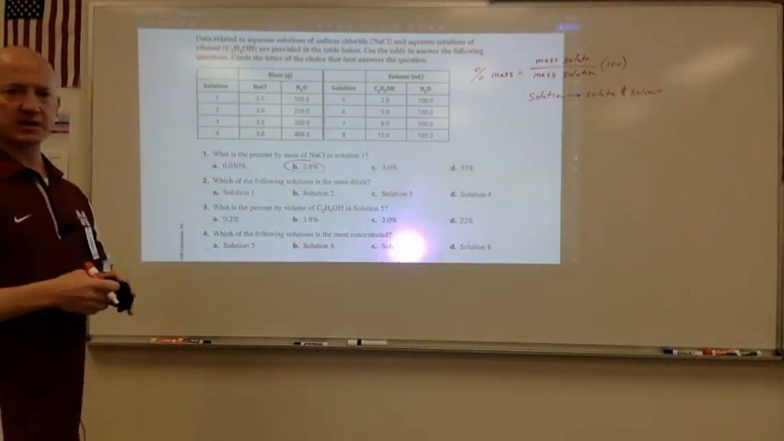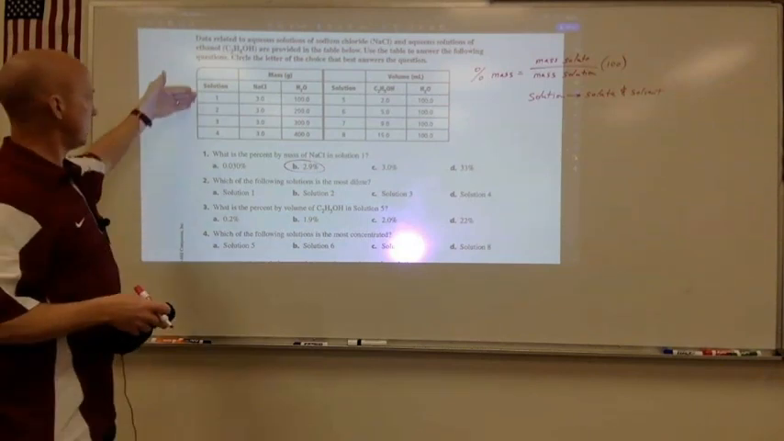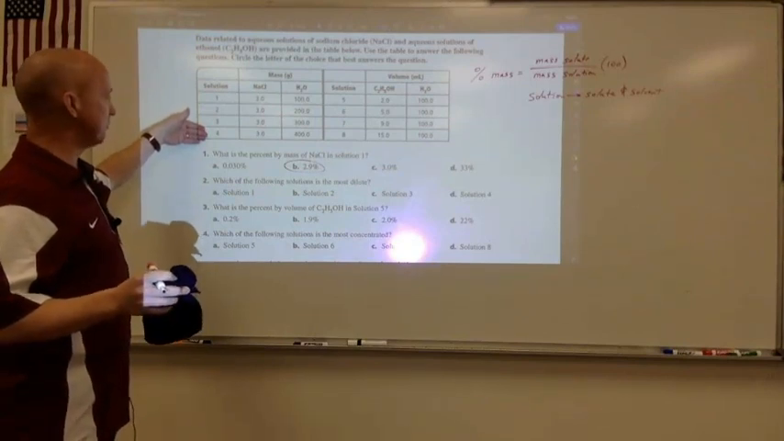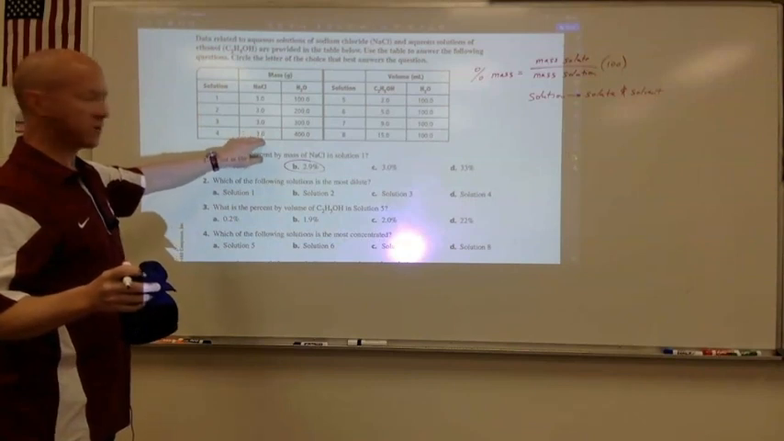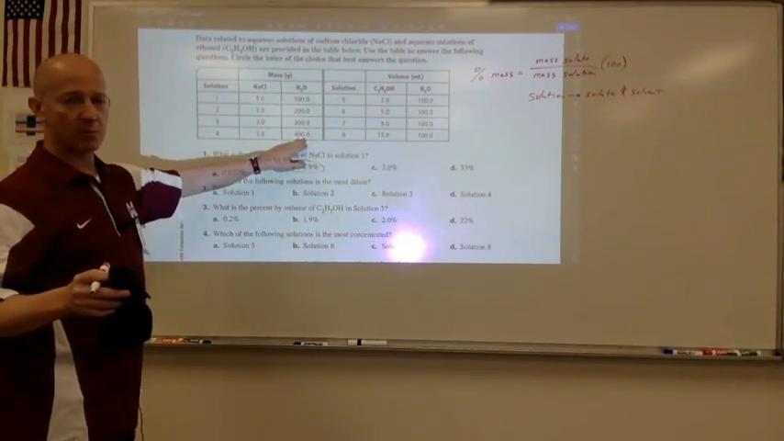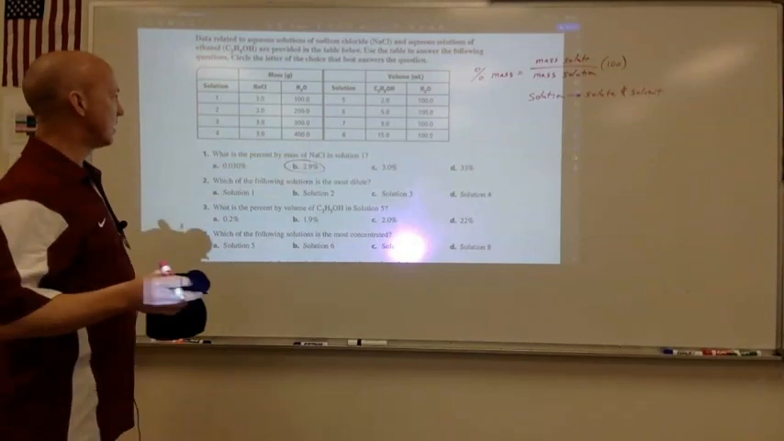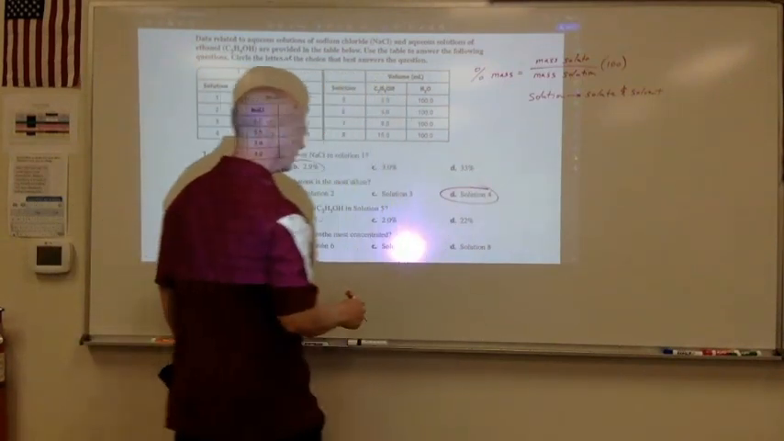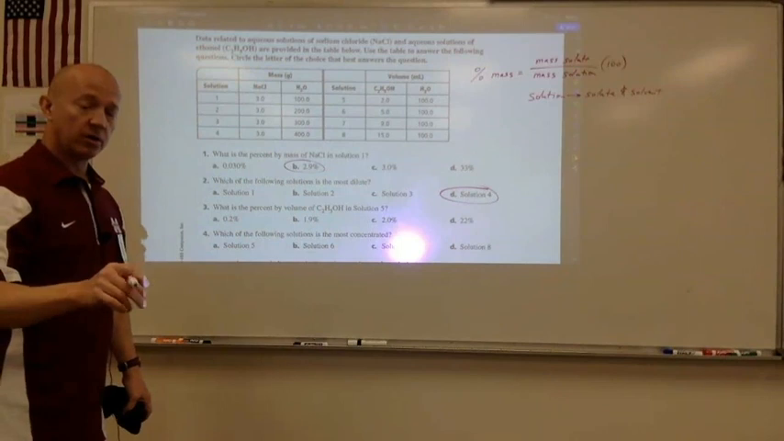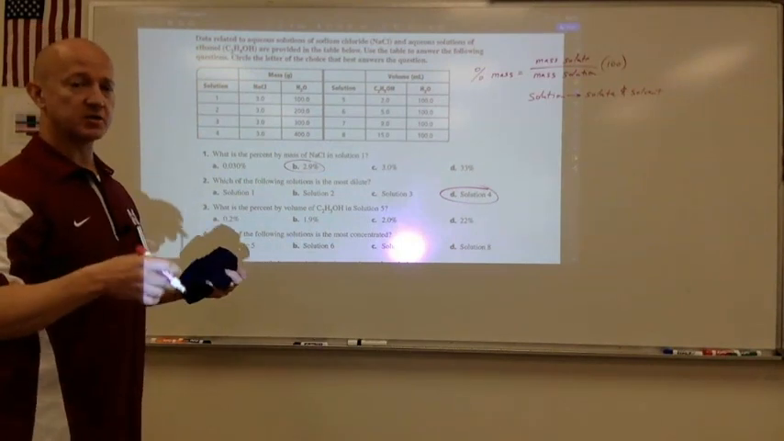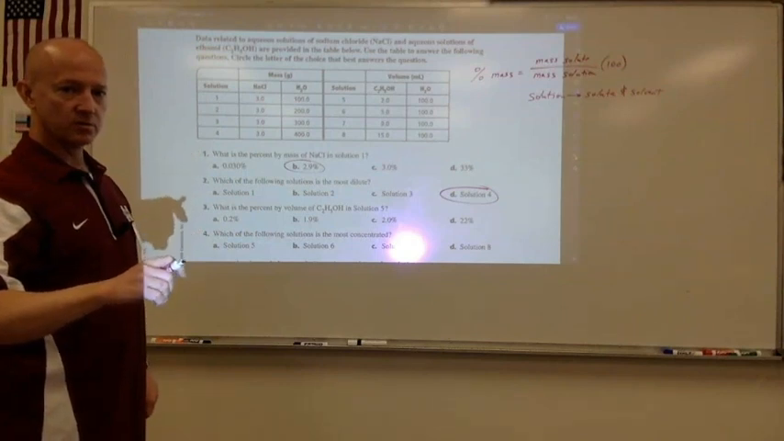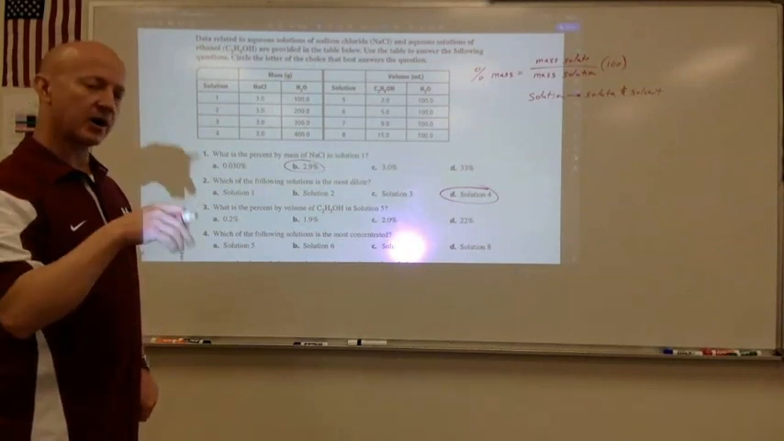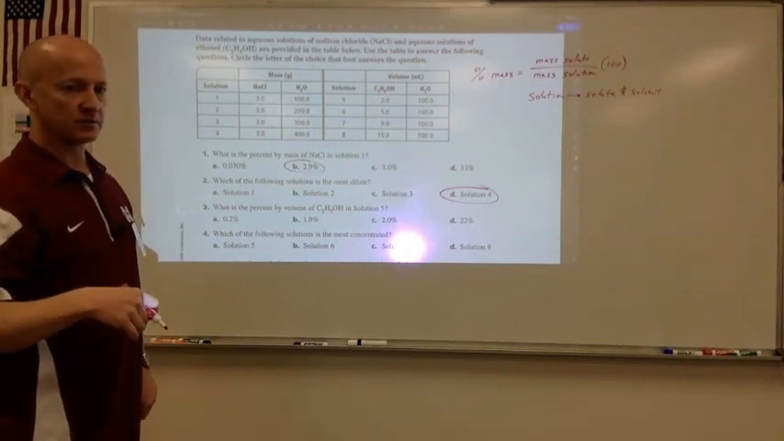Which of the following solutions is the most dilute? Is it solution 1, 2, 3, or 4? Well, it's fairly obvious, I think, that it's solution 4 because you have 3 grams of solute, the same amount of solute, but a whole lot more water. So our percent by mass is going to be a whole lot smaller there. So solution number 4 is the most dilute. Recall the terms: dilute, concentrated. Dilute, less solute, more solvent. Concentrated, more solute. So the higher the solute content, the higher the concentration.